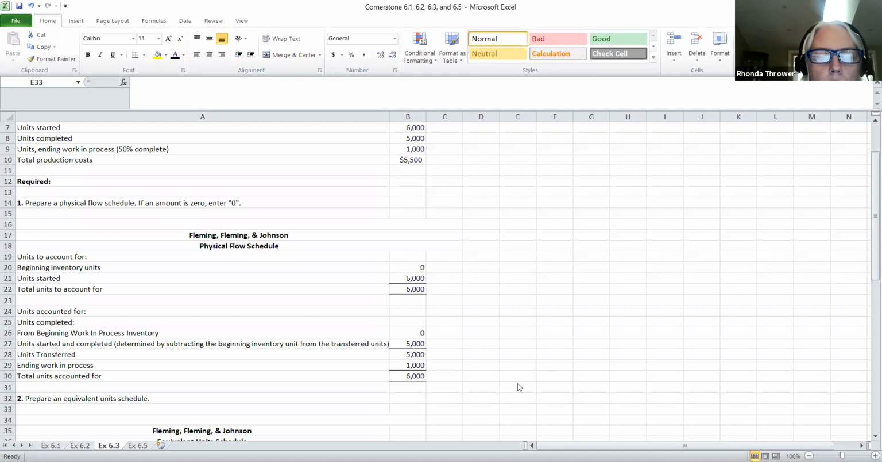So sometimes you might have to work backwards at things. So if you know the total units to account for, you could have just plugged that in down at the bottom here. And if you knew what your ending inventory units were, this minus this would give you what you transferred. And what you transferred minus your beginning inventory will give you what started and completed. So sometimes they're going to give you certain items and sometimes they're not. Just fill in what you do know and work backwards at it.